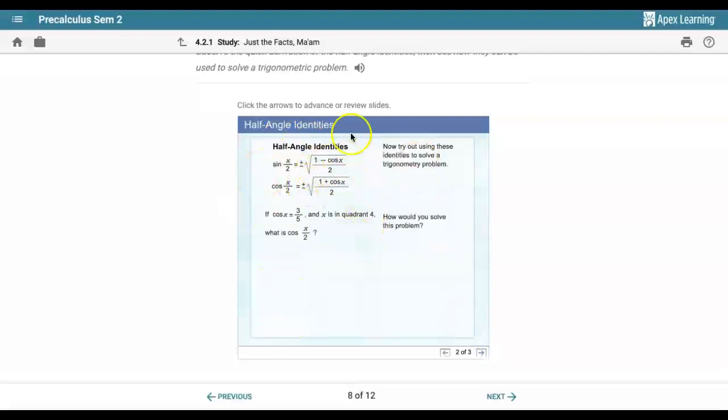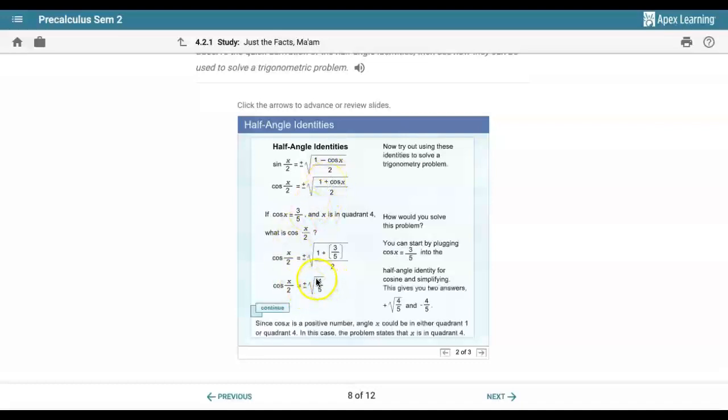And we can look at using these half angle identities to solve for different values. So again, cosine x is equal to 3 over 5, and x is in the 4th quadrant. What is cosine x over 2? You would obviously use this cosine x over 2 equation. We know that cosine of x is equal to 3 over 5, so we would just replug in. Our two values here are going to give us positive and negative 4 over 5. But it told you we are in quadrant 4.